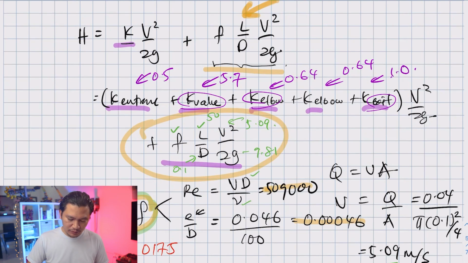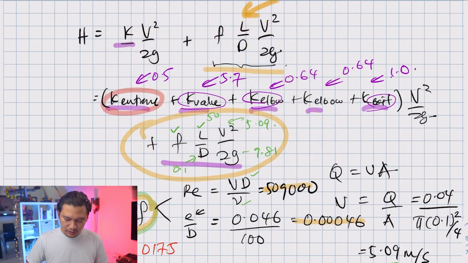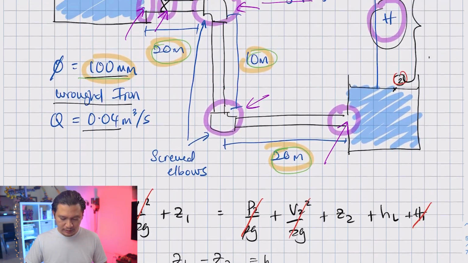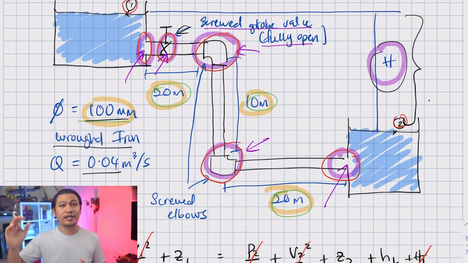So now you have everything that you need. I'm sorry if this is a little bit messy. You have K entrance, you have K valve 5.7, K elbows 0.64 and K exit is 1.0. Let me show you again. So this is our K entrance, this is our K valve, this is K elbows, and this is K exit. If you have more components, then you will have more Ks. This is why in the previous video, I told you that it is not necessarily that major loss is greater than minor loss. If a piping system has a lot of fittings but is very short, then the minor loss could exceed the major loss.